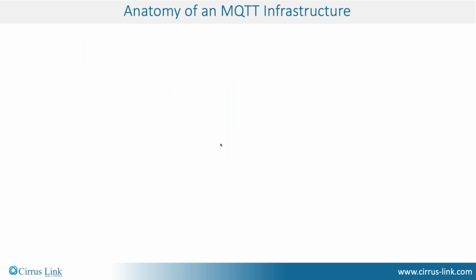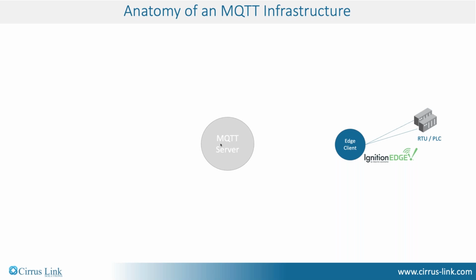Now, what does the anatomy of an MQTT infrastructure look like? So we have to have an MQTT server, and in many cases, we can have multiple MQTT servers for high availability and redundancy. And then we have clients. So in this case, we'll have an edge client, and this could be running on Ignition Edge, and it's connected to devices that we have out in the field.